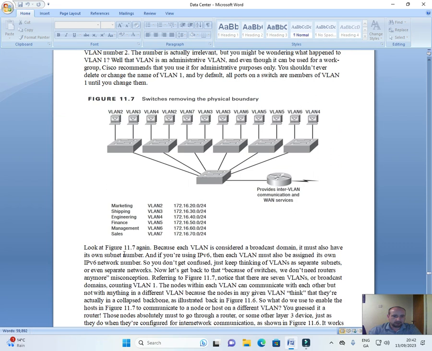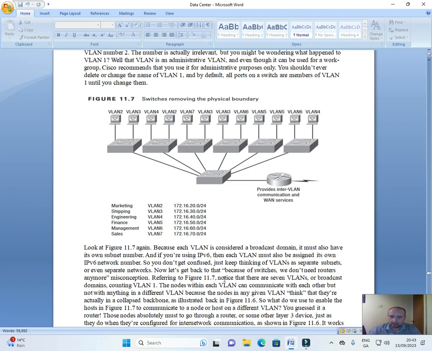Look at Figure 11.7 again, because each VLAN is considered a broadcast domain. It must also have its own subnet number, and if you're using IPv6, then each VLAN must be assigned its own IPv6 network number. So you don't get confused, just keep thinking of VLANs as separate subnets or even separate networks.